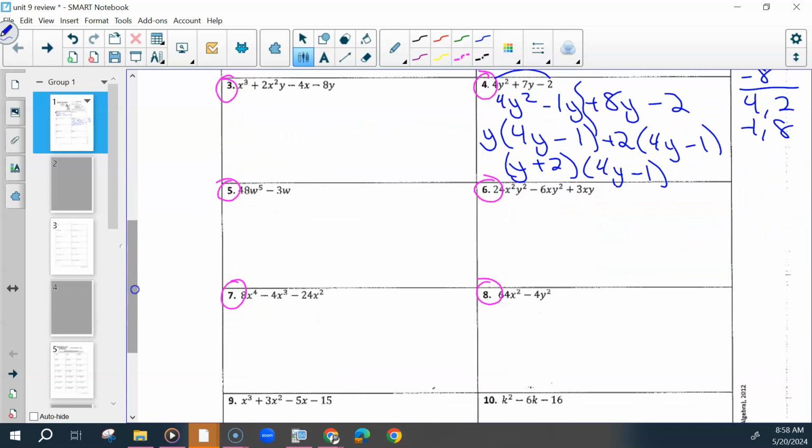So this is a trinomial, but it has two different variables. So let's look for GCF first. What could I divide out of each of these?